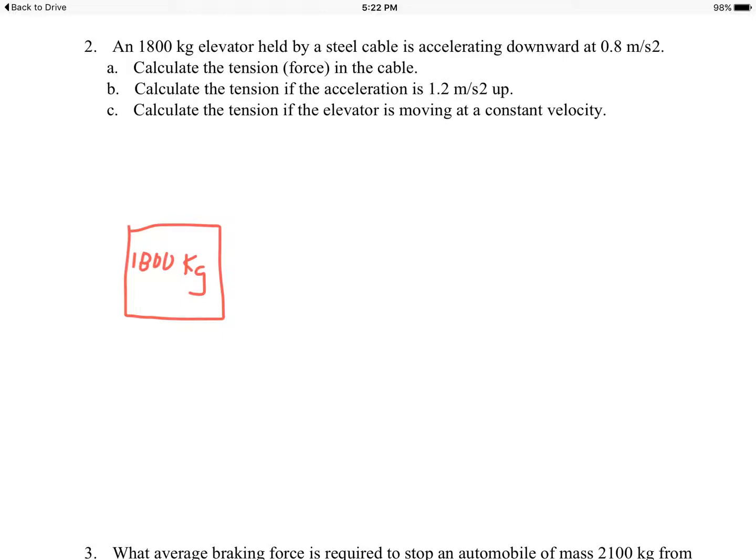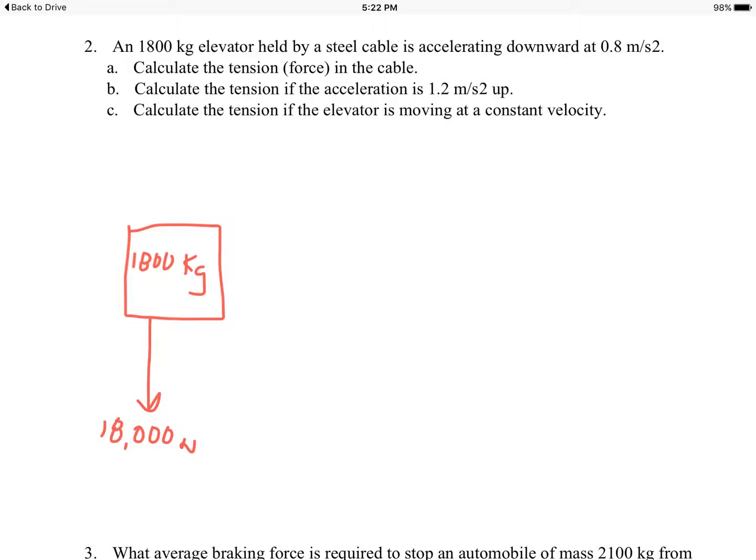Once again, if you calculate the weight by W equals mg, you take the mass, 1,800 times g of 10. The force of gravity will be 18,000 newtons. To find the weight, you just take the mass times 10.